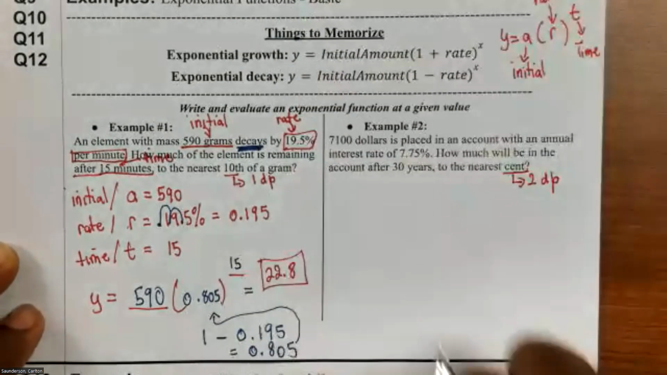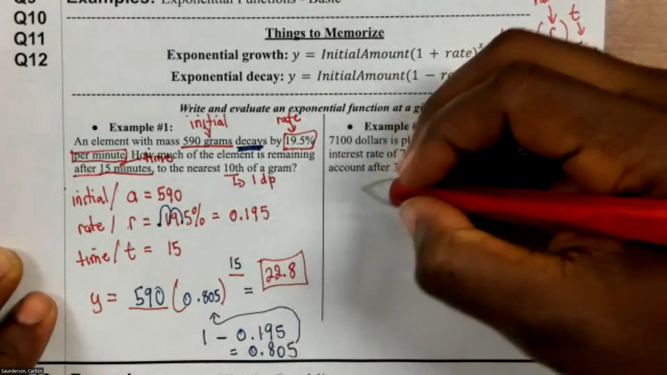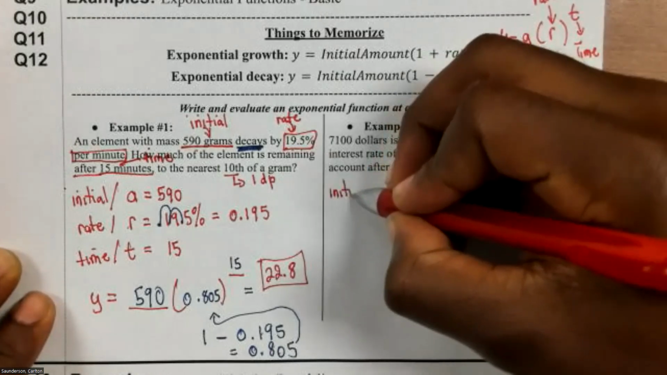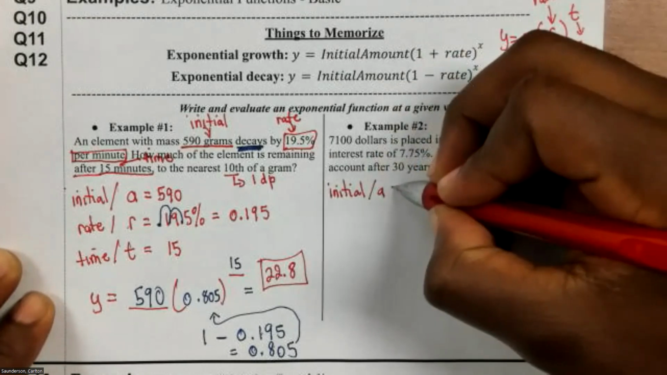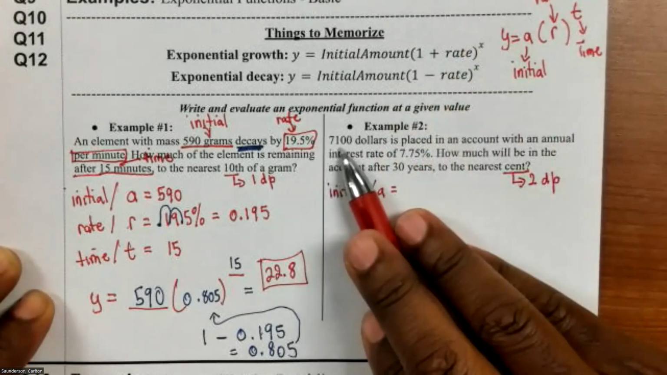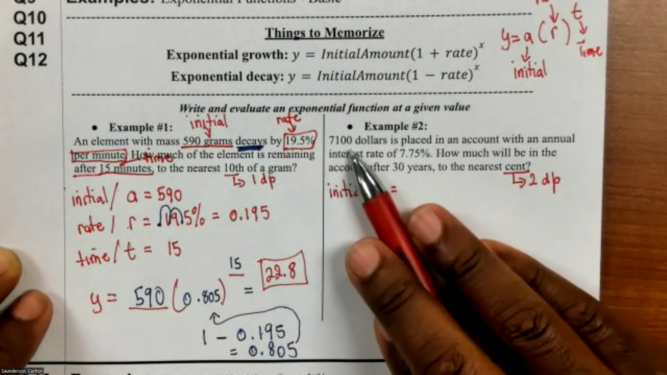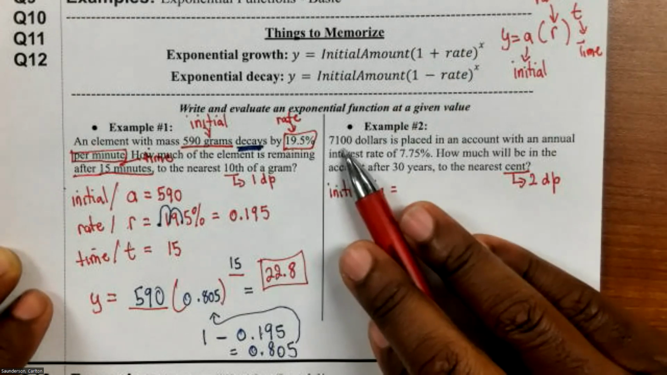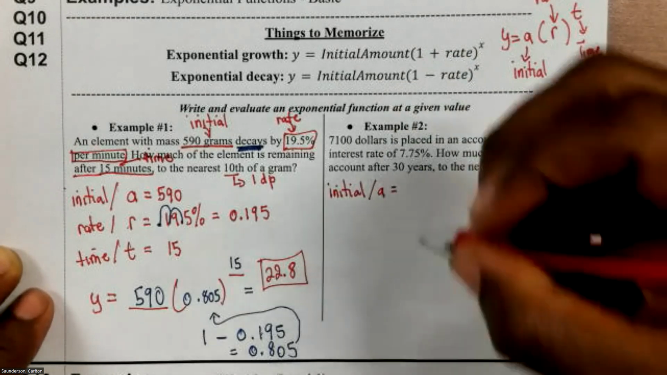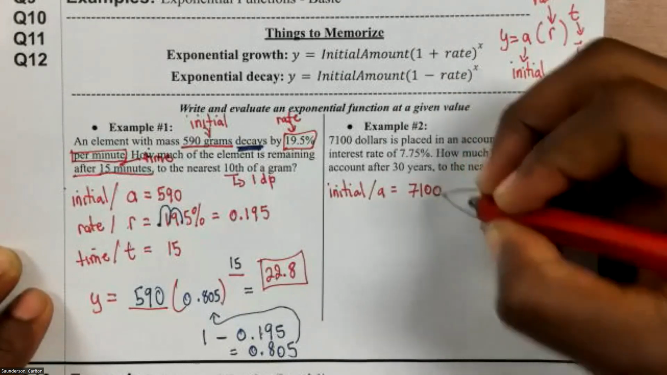So let's identify what our initial value, rate, and time are. Our initial value is the amount we started with, or my A. It says 7,100 was placed in the account. That's the amount we put in the account before it gained any interest, so that represents your initial value.